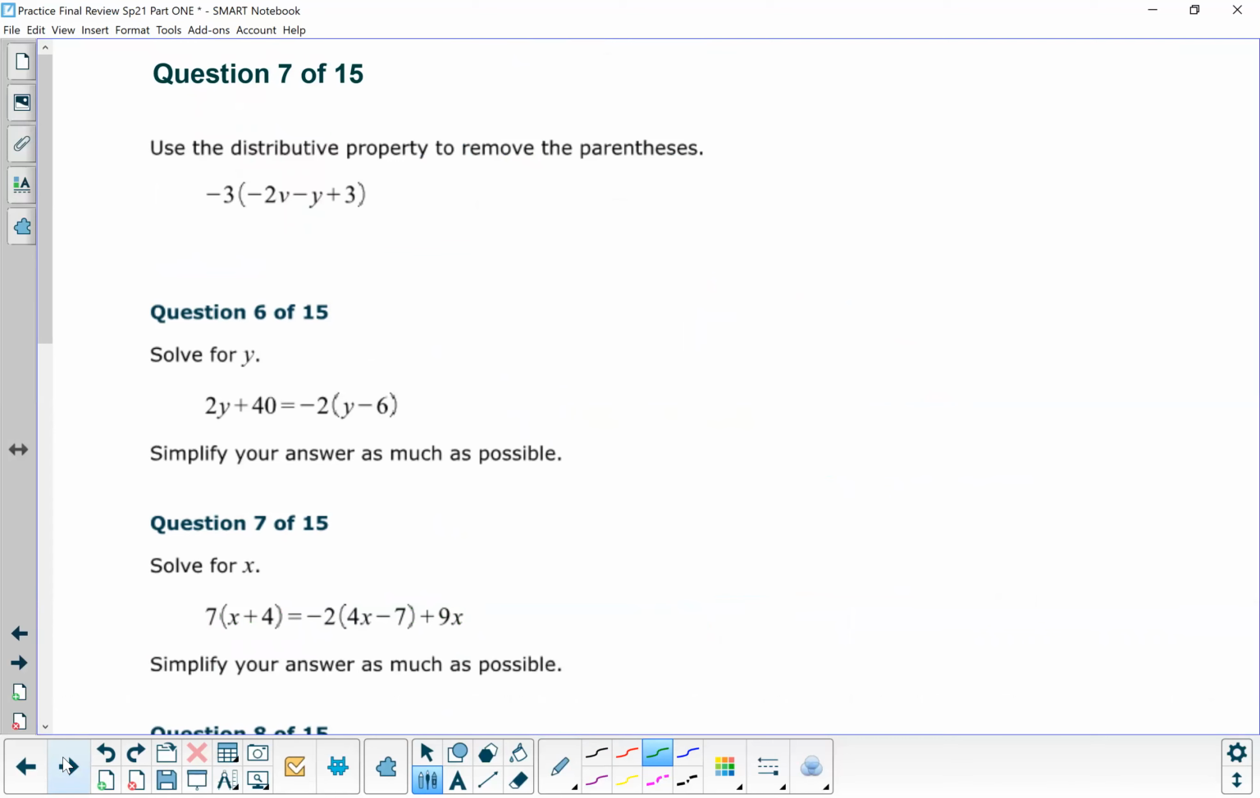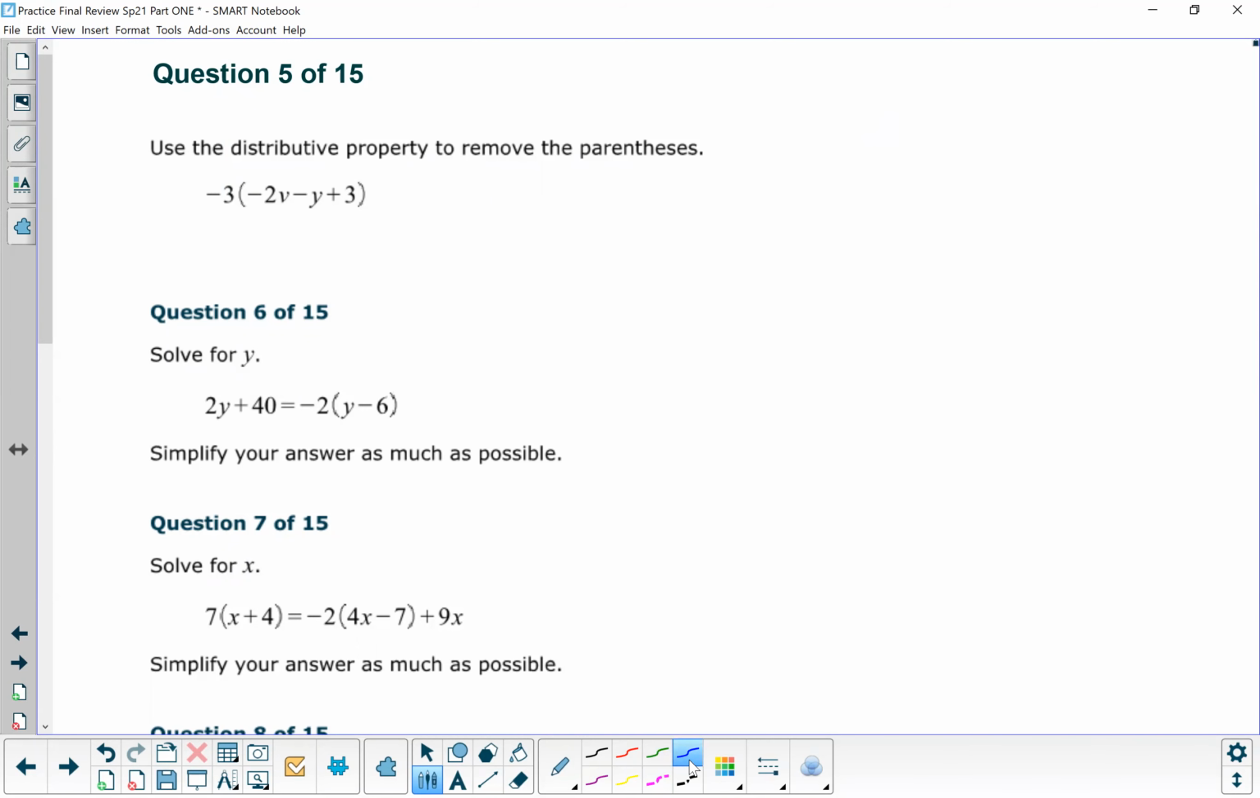All right. Oh, it looks like my numbering is off a little bit. Let's fix that. This is number 5. All right, we have used the distributive property to remove the parentheses. So we have -3 parentheses, -2v minus y plus 3 close parentheses.